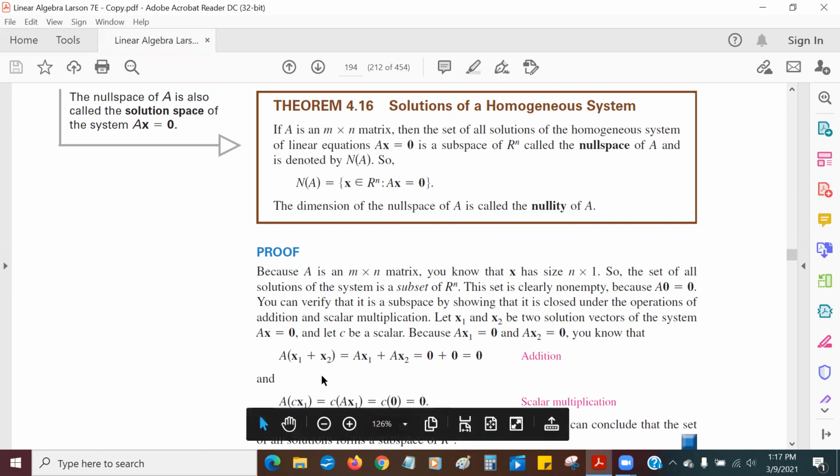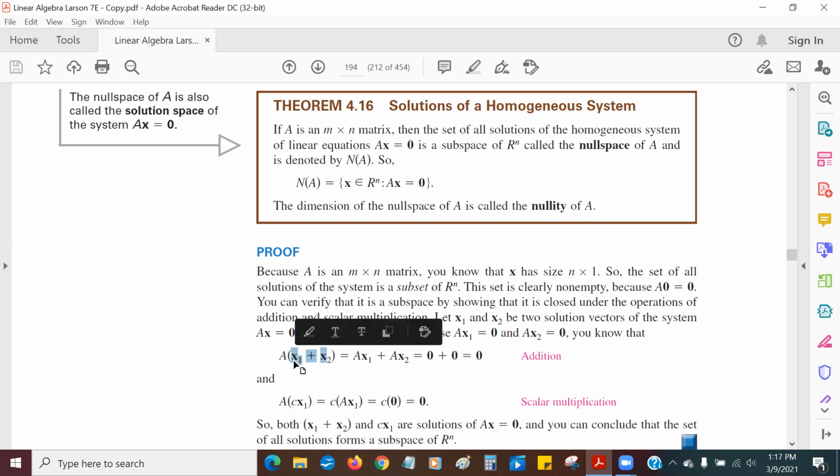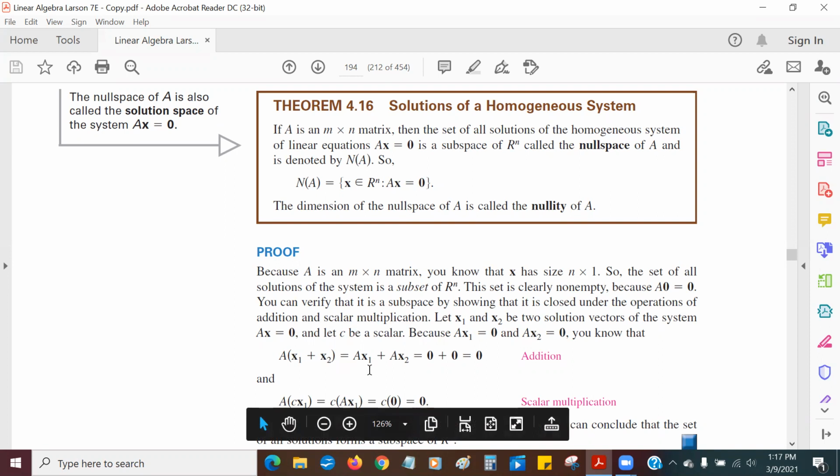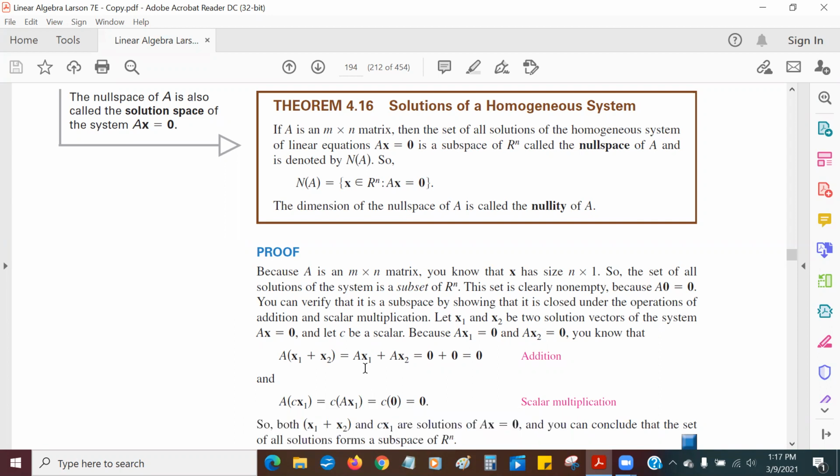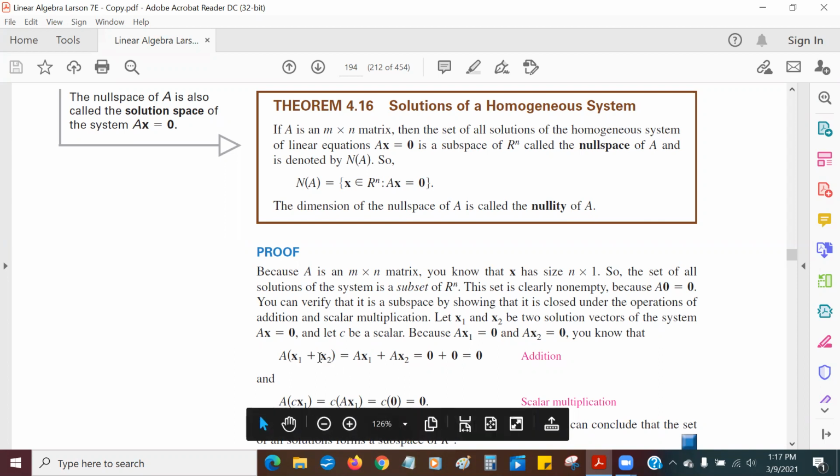Well, if I add the two, Ax1 plus Ax2, in other words, I'm looking now at x1 plus x2. x1 is a solution, x2 is a solution. What about x1 plus x2? Well, I can distribute that, because of linearity, and that becomes Ax1 plus Ax2. But Ax1 is 0, Ax2 is 0, so the sum is 0. That tells me that if x1 is a solution of the homogeneous system and x2 is a solution, then the sum x1 plus x2 is a solution of the homogeneous system.